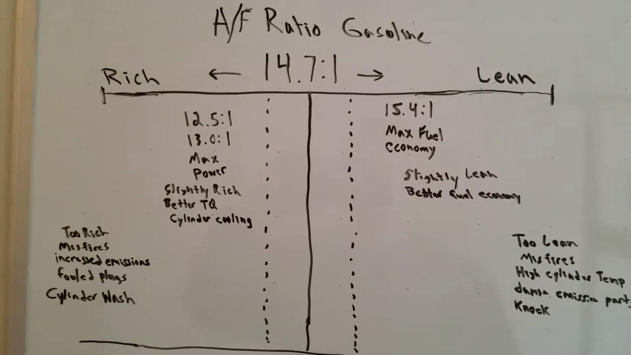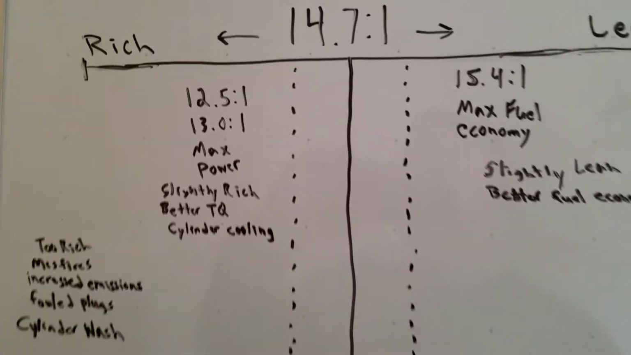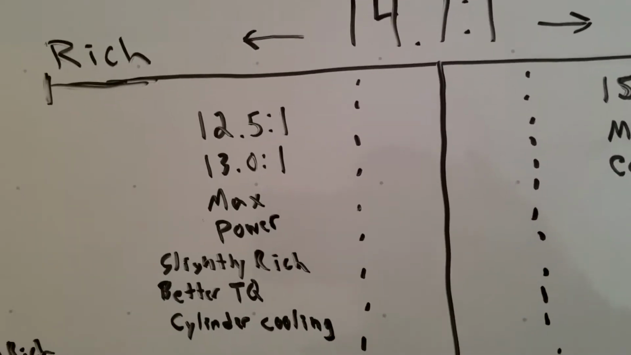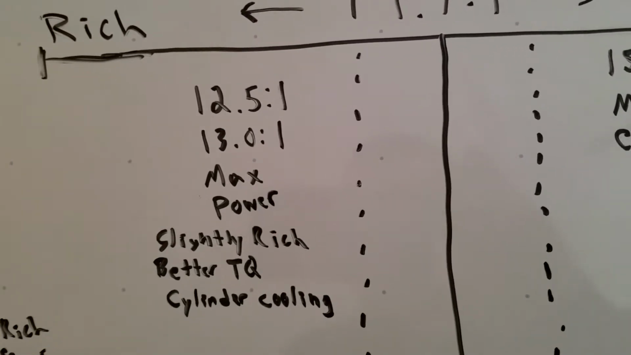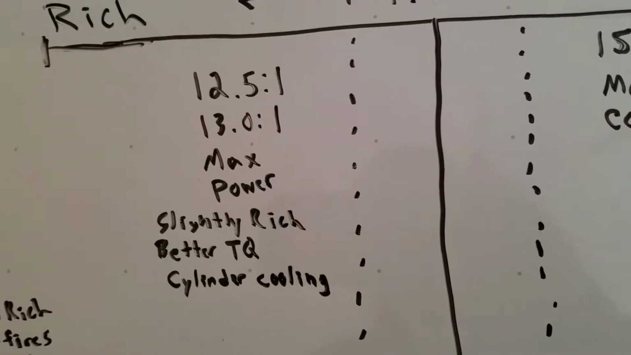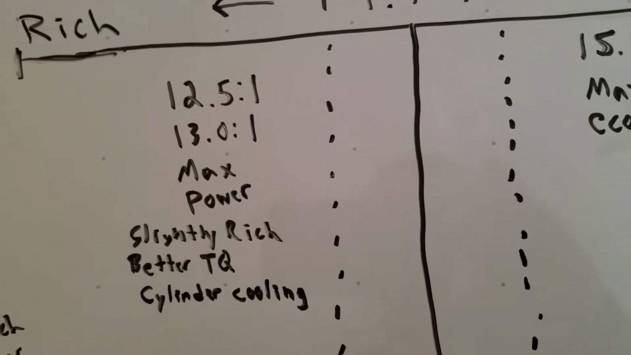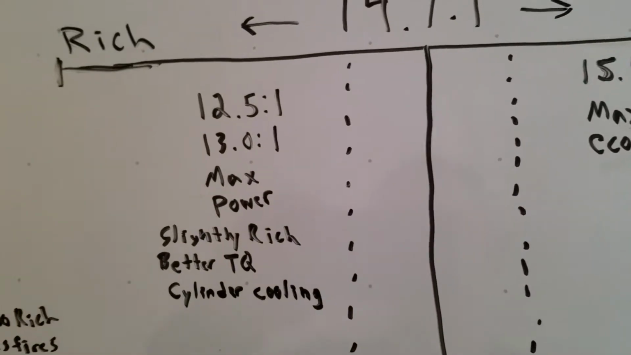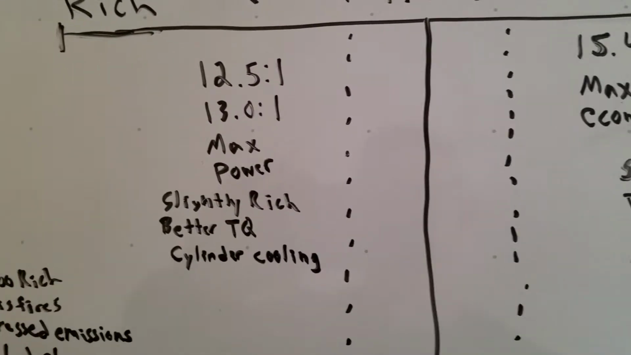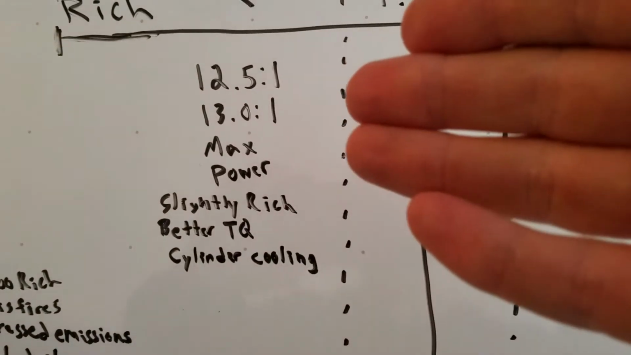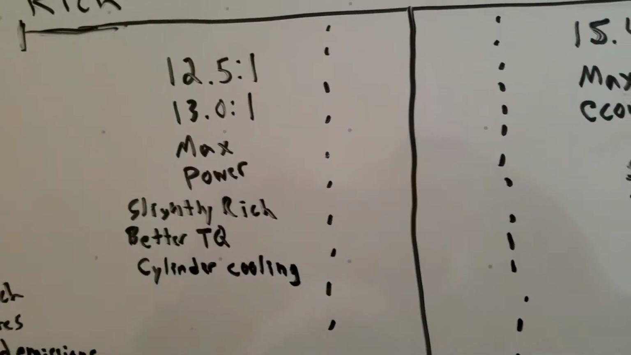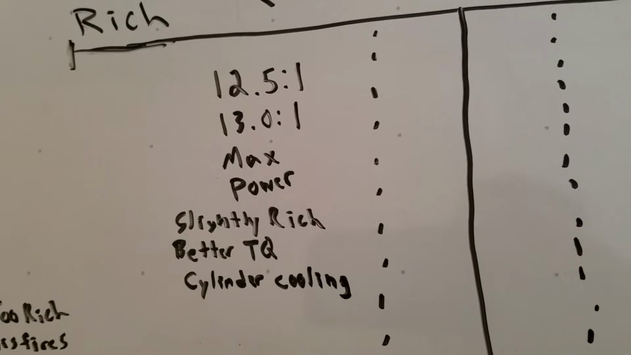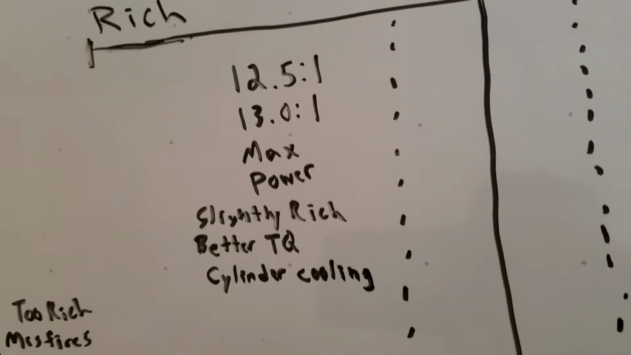Coming over to the other side of the spectrum, our rich side, generally our max power is going to be around an air-fuel ratio of 12.5 to 1 to 13 to 1. The slightly richer ratio is going to give us better torque, and also a little bit of a cylinder cooling effect to stave off the heat. These ratios are generally set for a naturally aspirated motor, so a motor not running nitrous, turbo, or a supercharger.